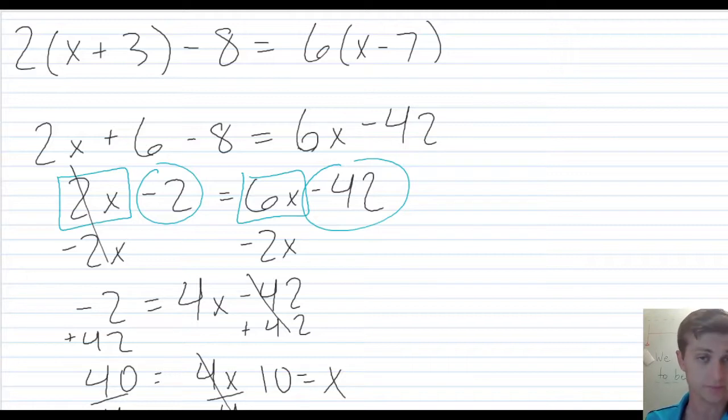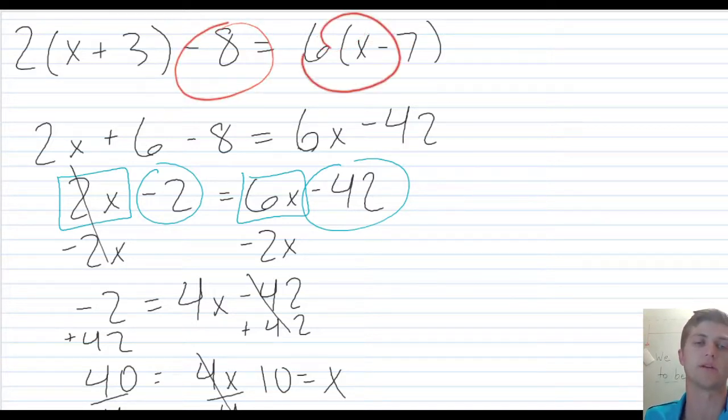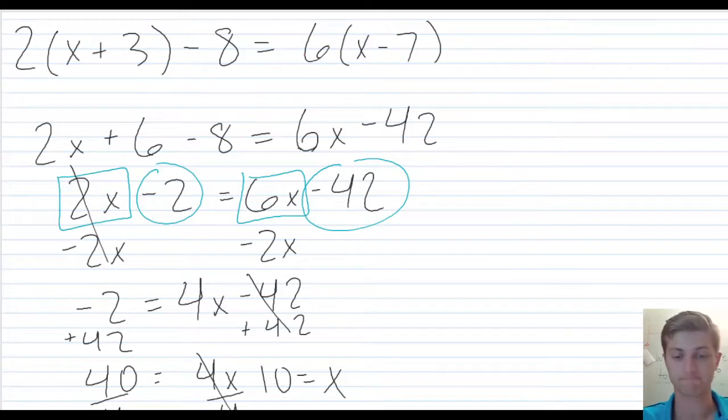x equals 10. And if we were to plug in 10 right here, we would get 10 plus 3 is 13, times 2 is 26, minus 8 is 18. If we were to go over here, 10 minus 7 is 3, times 6 is 18. So they both would equal 18. So we know we did it right.